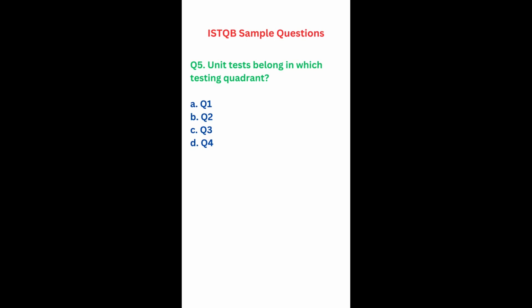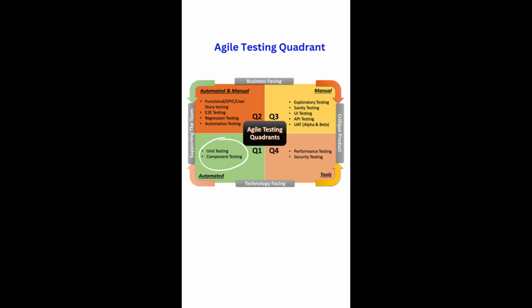Question 5. Unit tests belong in which testing quadrant? Options. A. Q1. B. Q2. C. Q3. D. Q4. Here we have the Agile testing quadrant diagram. From this, we can identify which quadrant unit tests belong to.